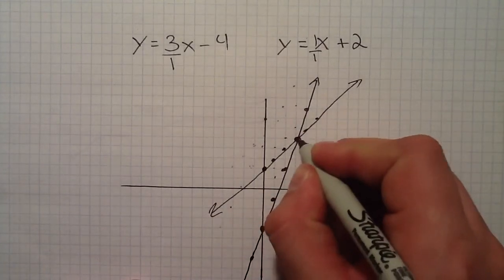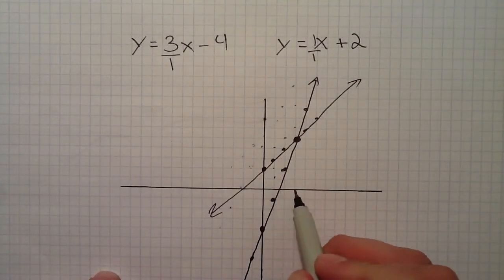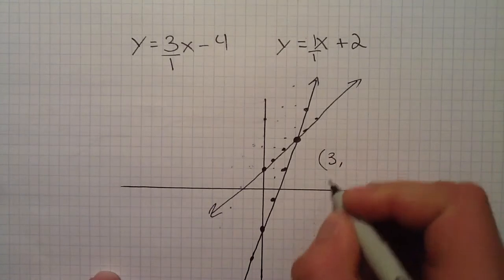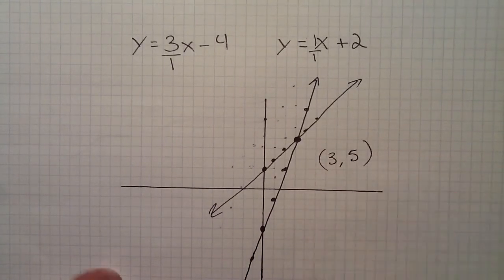And right here is my point of intersection, which it looks to be 1, 2, 3 on the x, and 1, 2, 3, 4, 5 on the y. So my answer is 3, 5.